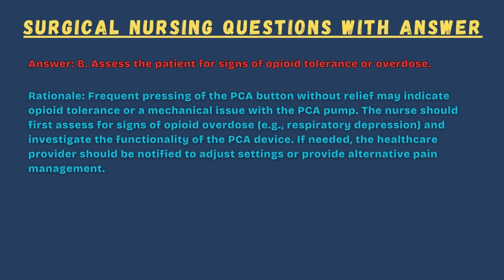Answer: B. Assess the patient for signs of opioid tolerance or overdose. Rationale: frequent pressing of the PCA button without relief may indicate opioid tolerance or a mechanical issue with the PCA pump. The nurse should first assess for signs of opioid overdose, for example, respiratory depression, and investigate the functionality of the PCA device. If needed, the healthcare provider should be notified to adjust settings or provide alternative pain management.